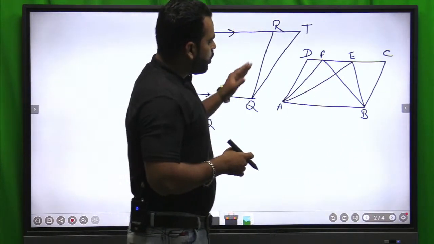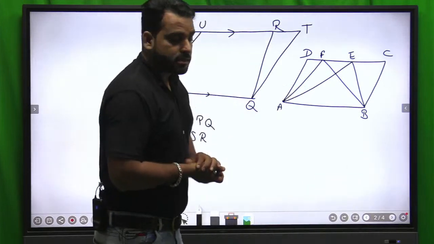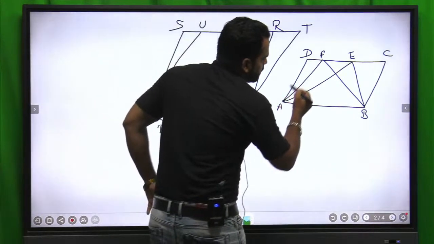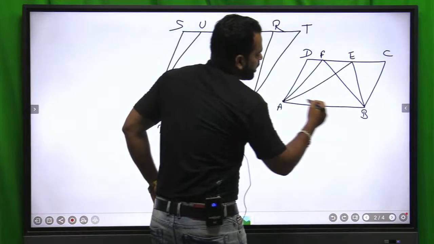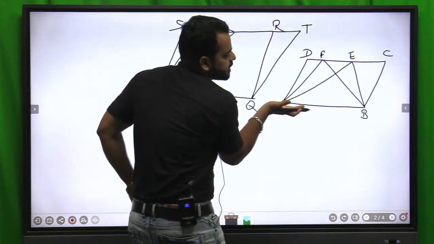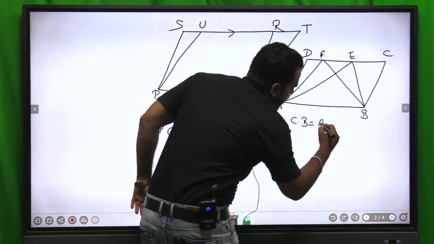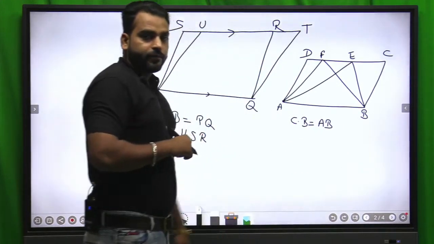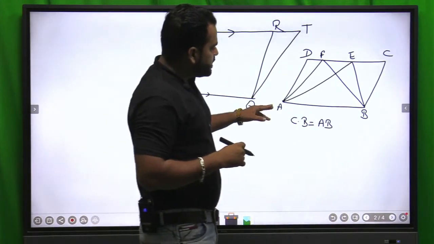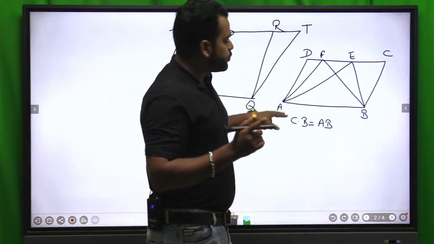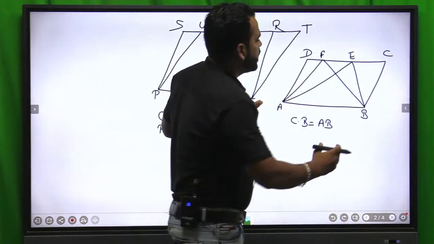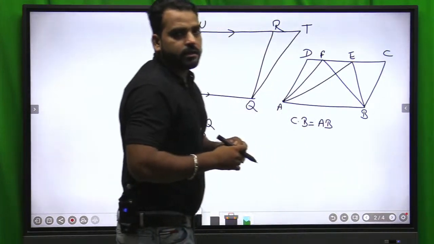So can you tell if all these have the common base? As we can see here, all the figures lie on the same base, which is AB. So we can write the common base here as AB. Right? Now we are talking about only these two triangles. So are these two triangles in between the parallels?